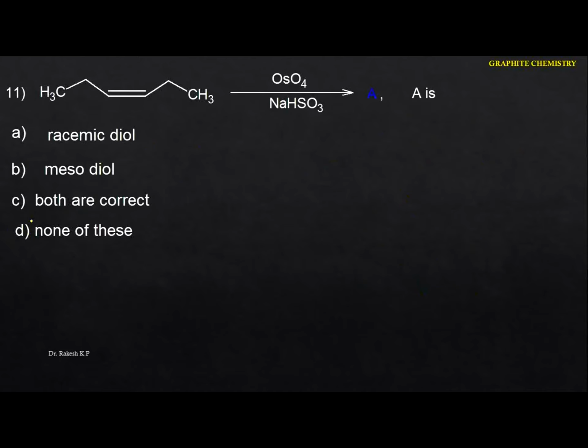So again we have an alkene reacting with osmium tetroxide in the presence of sodium bisulfite. Now see this one. What you have to identify is the product A. So let me write the bond line representation as it is here. This is the CH3 CH2 C, here it is the double bond, again we have like this.